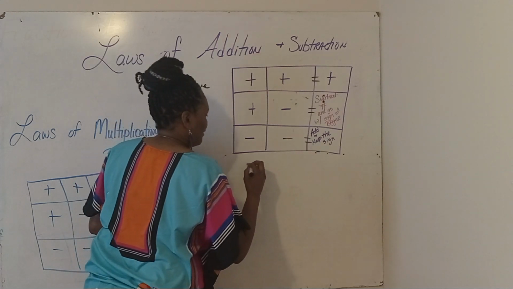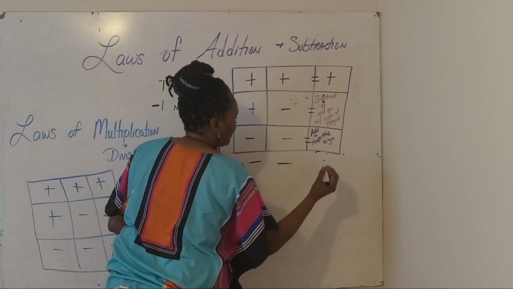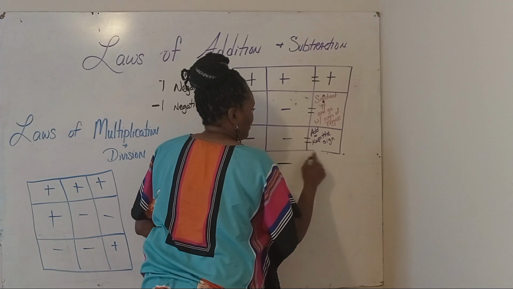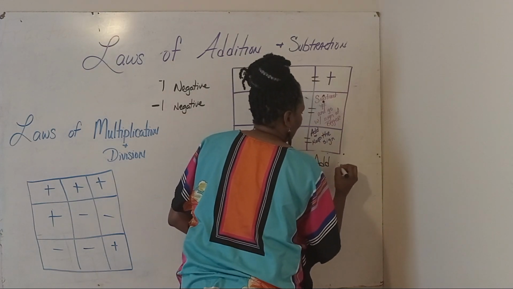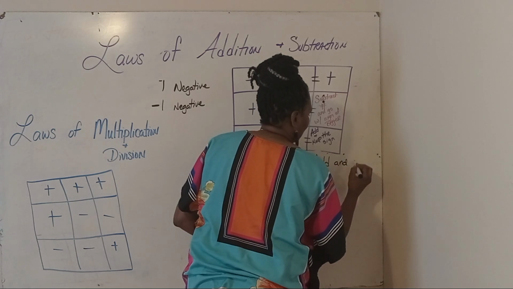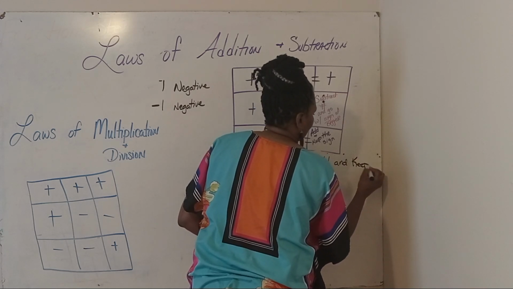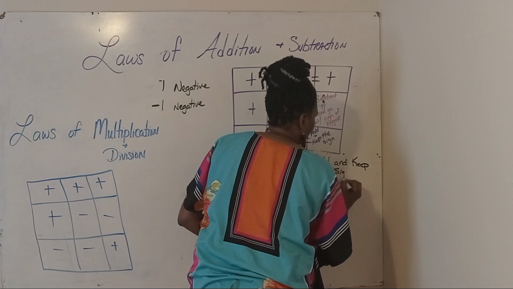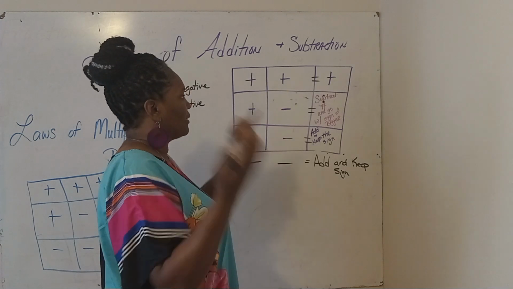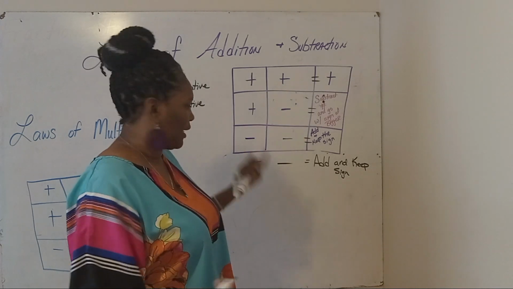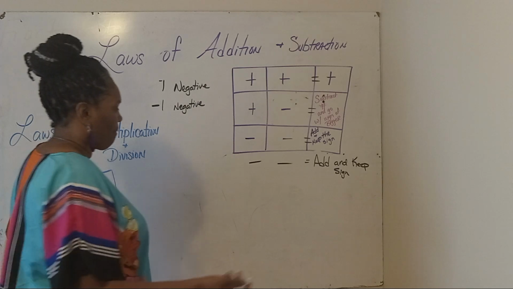We got a negative and a negative, and that means that you add and keep the sign. Actually, both of these. And anytime you have two signs, you just add them together and keep the sign. All right, so look.